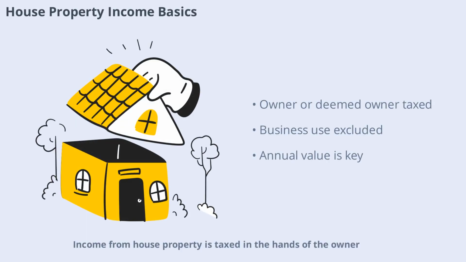Income from house property is taxed in the hands of the owner, including deemed owners. The property must not be used for the owner's business or profession.